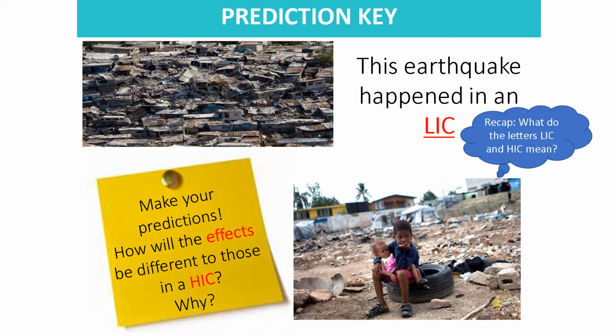So let's get thinking. I've got this image here of an earthquake in an LIC. Now I've used this term LIC, and I've purposely at this point not asked you what the letters actually stand for. So give yourself a moment, look at those images. First of all, what do you think the letters LIC and HIC mean? Look to see here about your predictions. How will the effects of this particular earthquake differ from an HIC, and think about why. Give yourself a couple of moments, put yourself on pause again.